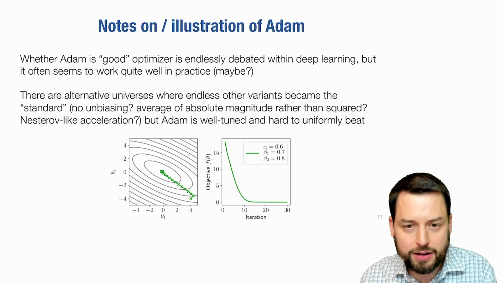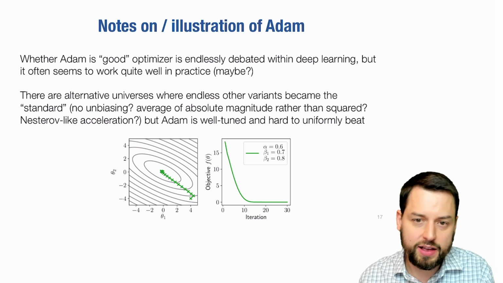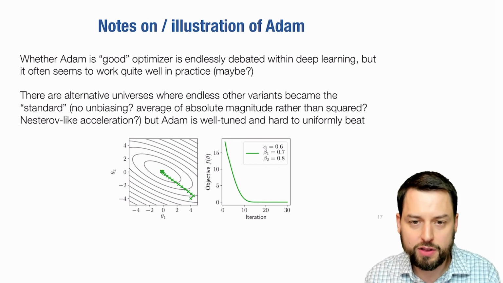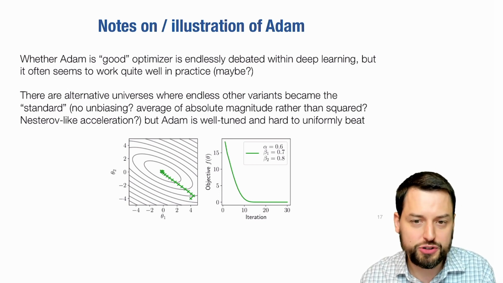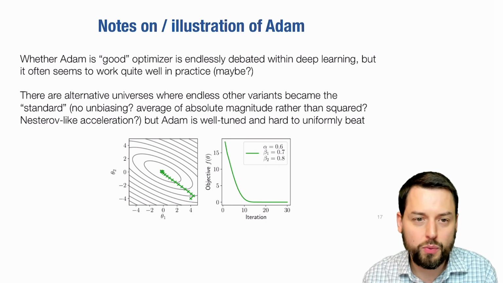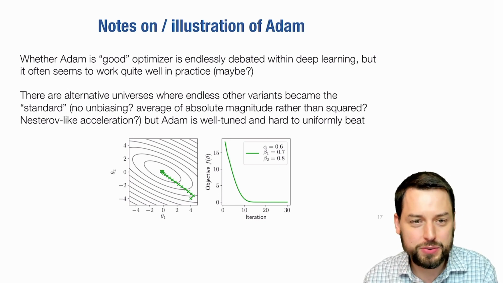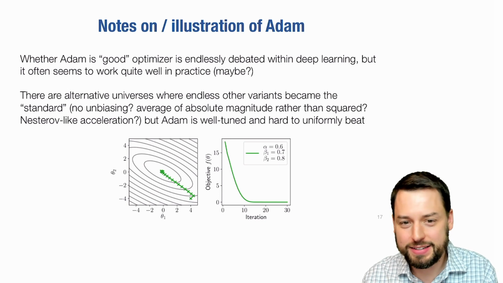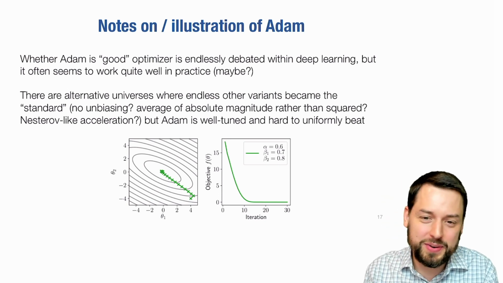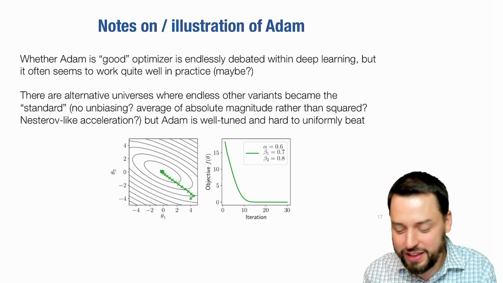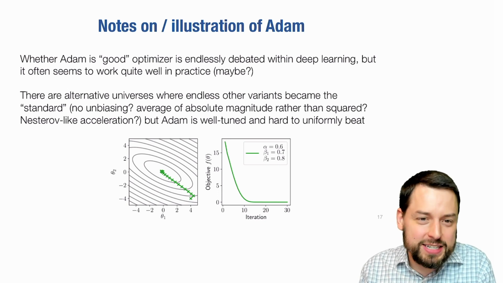As I said, Adam seems to work pretty well in a lot of cases. It and plain SGD, I would argue at this point, are the two optimizers you really need to know about. If you want to try out other things, you certainly can. And this is in some sense arbitrary.